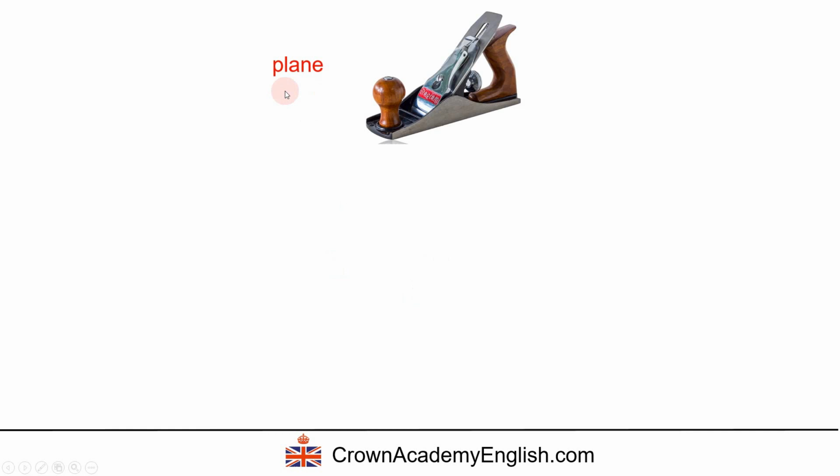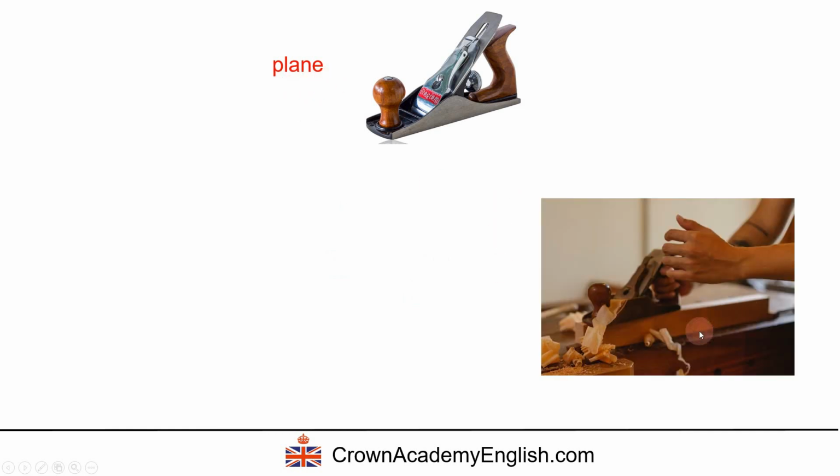This is called a plane. A plane. And we use a plane to shave the surface of wood. Okay, so we can see here the man is pushing and pulling the plane across the surface of the wood, and it is removing layers of wood, in fact. Okay, we can see here he is shaving the surface, the top of the wood.